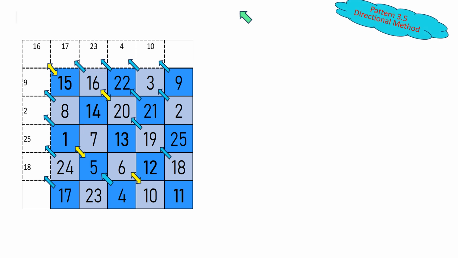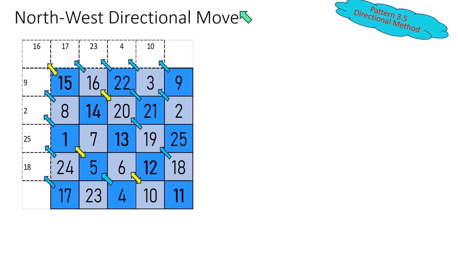Next comes the next pattern, the northwest directional move. When number 1 is on the northern side, we are going to move towards the western side. 2 gets flipped inside, then 3, 4 get flipped inside, then 5, there is a jerk. Now you see 25 is on the right side of 1. So after the jerk, everywhere it takes the position on its right side.